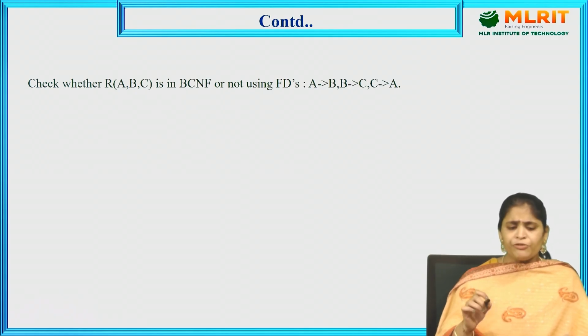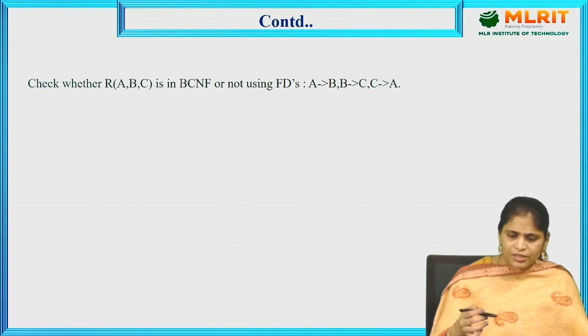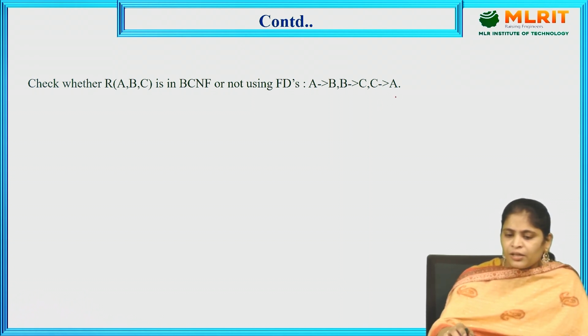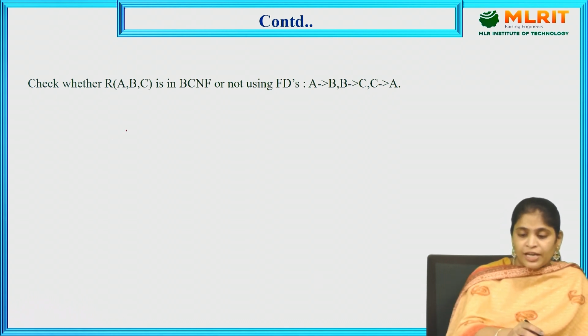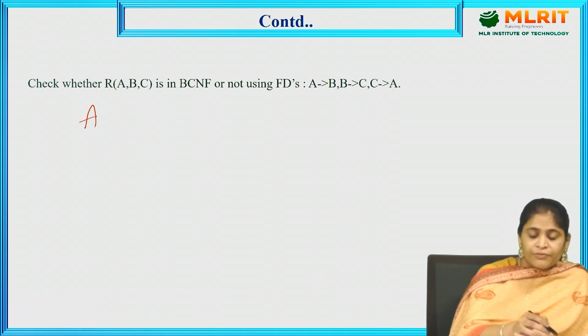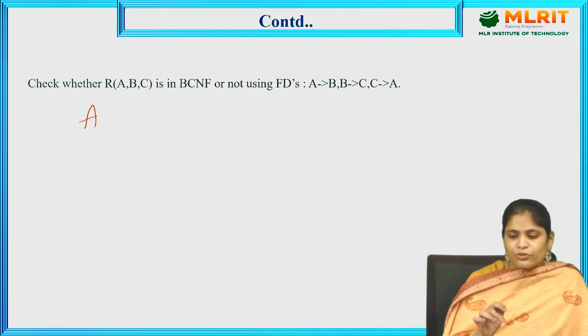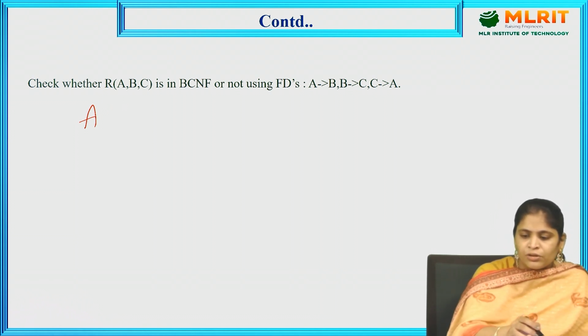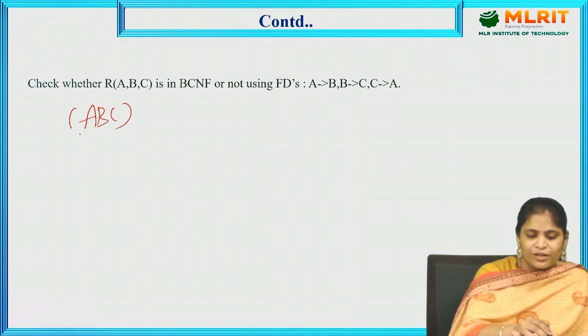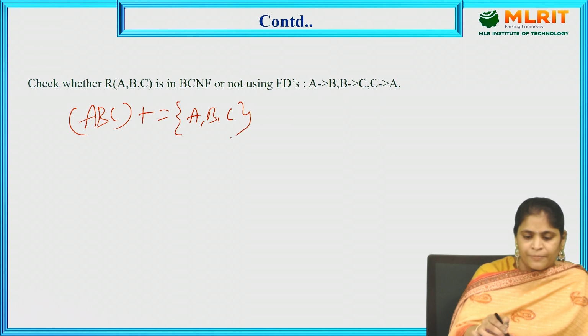So here, before going to that one, let us consider this with a simple example. A derives B, B derives C, C derives A. So here, what we have to do first is find out the super key and candidate keys of this relation. What are the missing values here? A, B, C are all here. So we have to find out the closure of A, B, C.